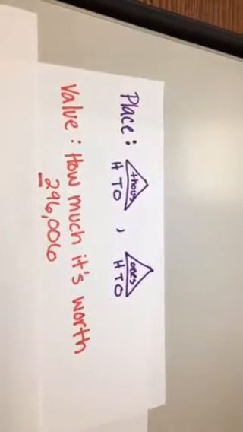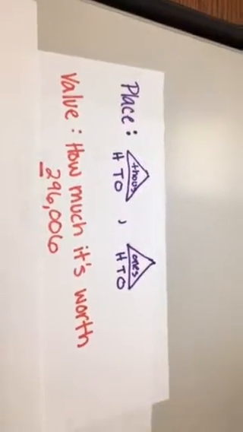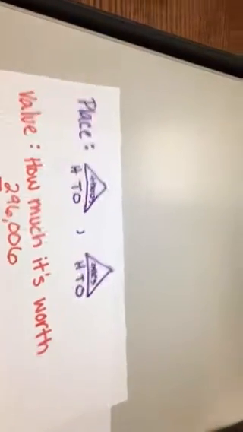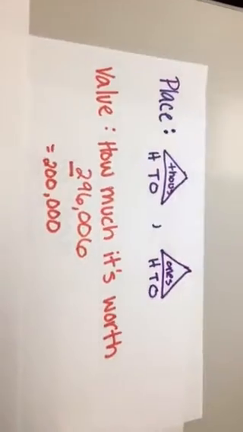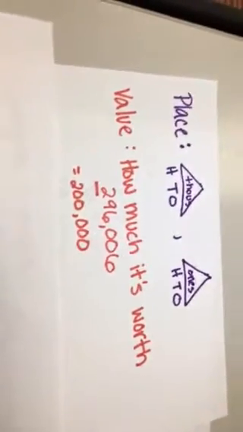The second thing we learned was what a value is. For example, in this number, if we look at the digit 2, we're talking about how much it's worth. So its value is 200,000 because it's in the hundred thousands place.